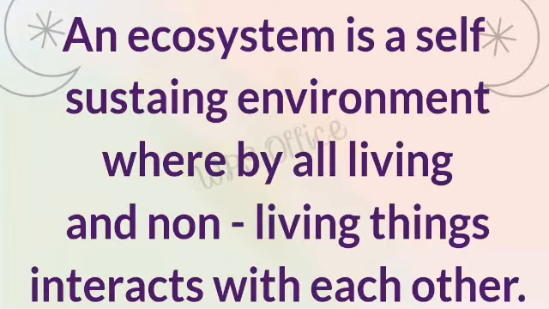Next, what is an ecosystem? An ecosystem is a self-sustaining environment whereby all living and non-living things interact with each other. Take note, I'll come again: an ecosystem is a self-sustaining environment whereby all living and non-living things interact with each other for survival.